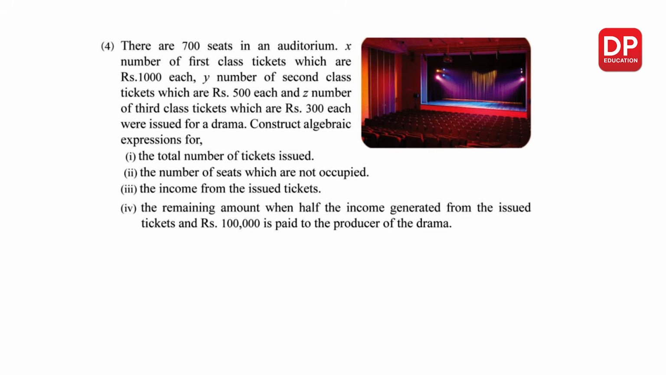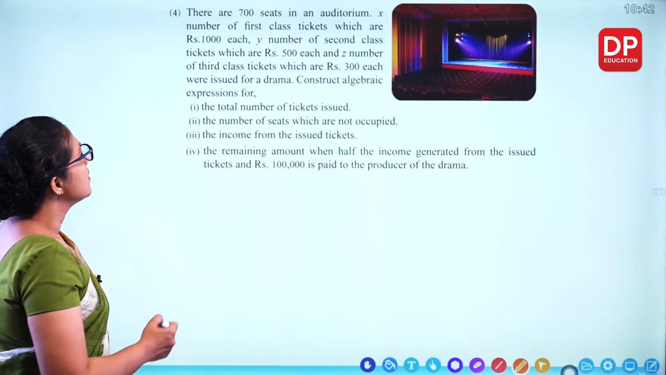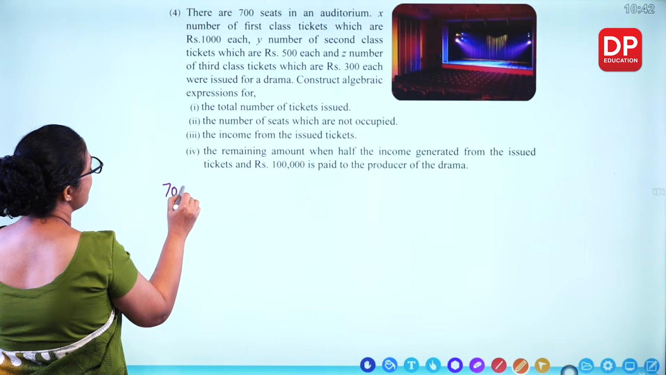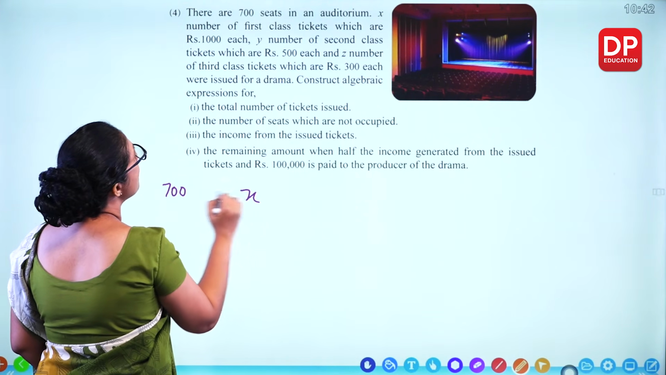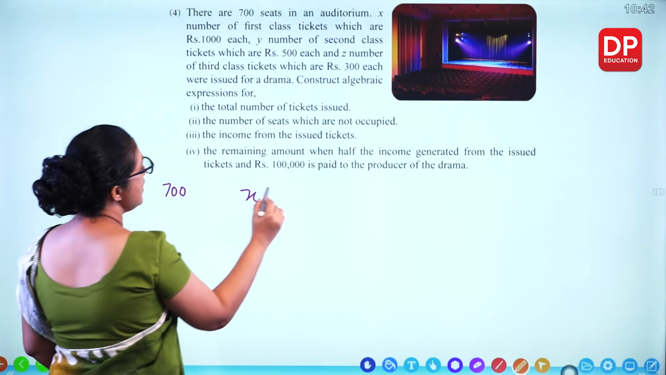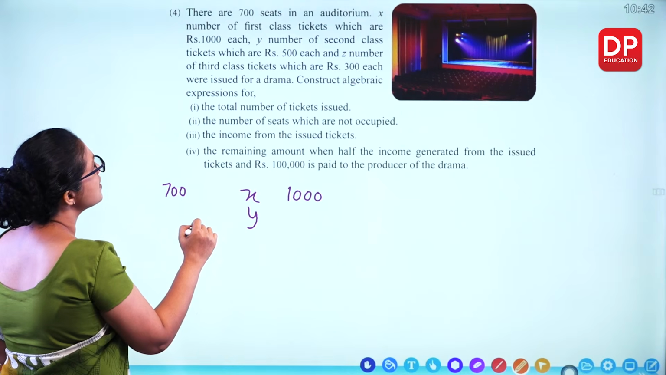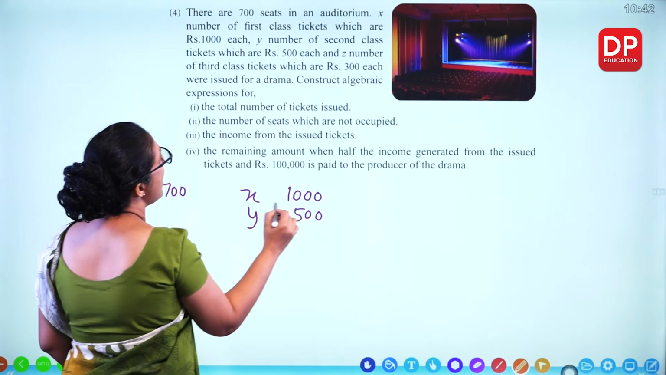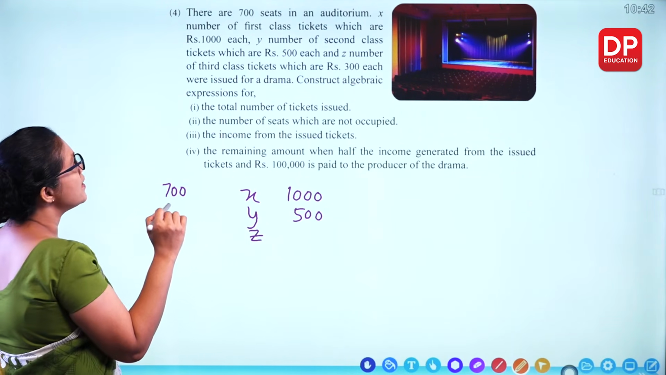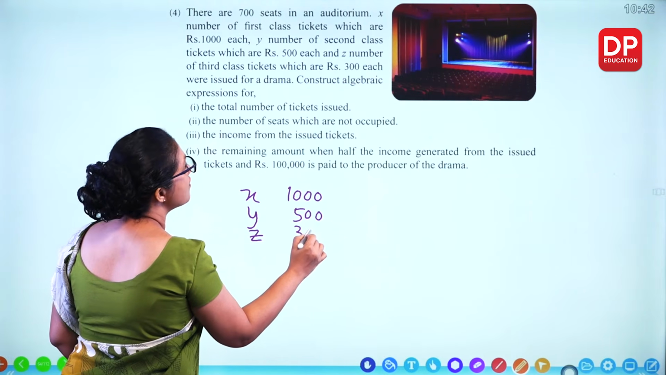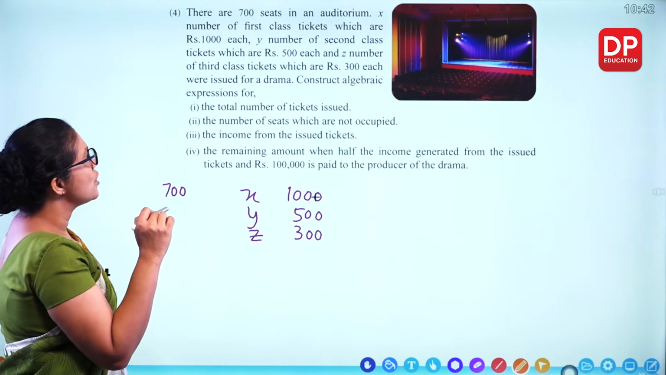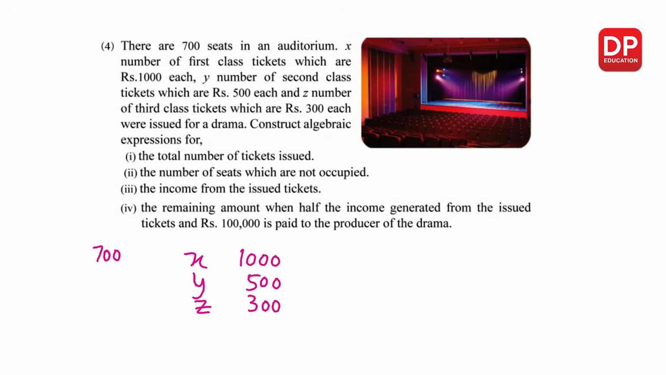Question number 4. There are 700 seats in an auditorium. X number of first class tickets, each 1000 rupees. Y number of second class tickets, which are 500 each. And Z number of third class tickets, which are 300 each, were issued for a drama. Construct algebraic expressions for the total number of tickets issued.